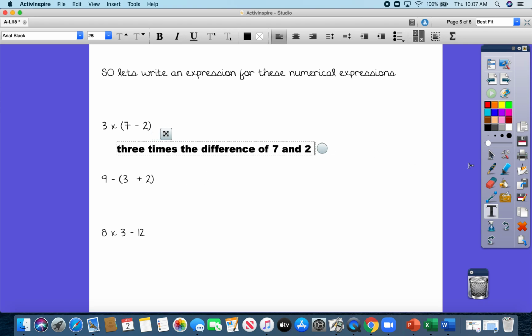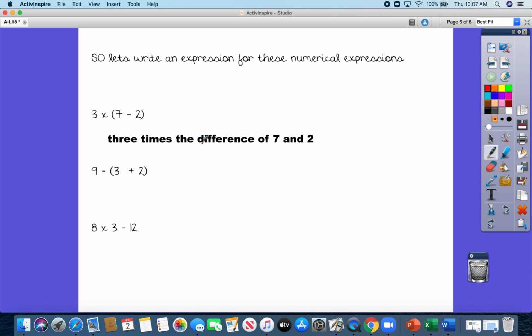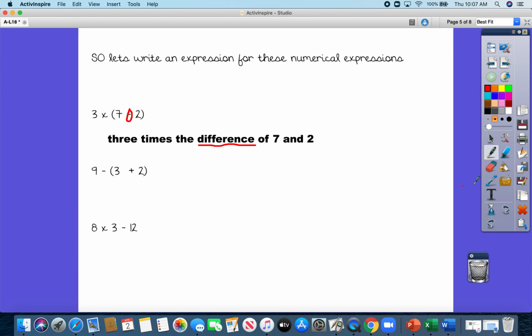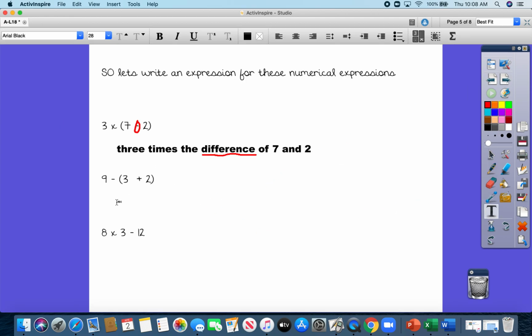Okay, so notice for this one, I very much had to use that word difference because I had to subtract first. It's in parentheses, all right? You remember back on this slide why I put these 4 words here, all right? Because they're very important for you to remember, all right? So star them, underline them if you need to. All right, let's look at this next one.